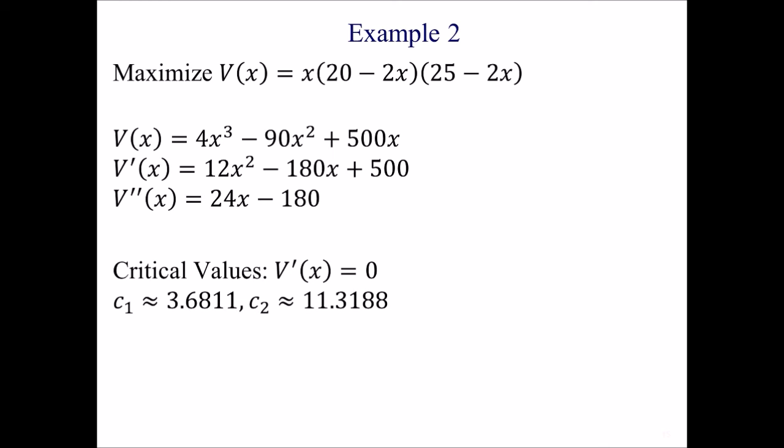Critical values turn out to be 3.6811 and 11.3188. Recalling our domain restrictions that only values between 0 and 10 are allowed, we discard the second critical value of 11.3188.